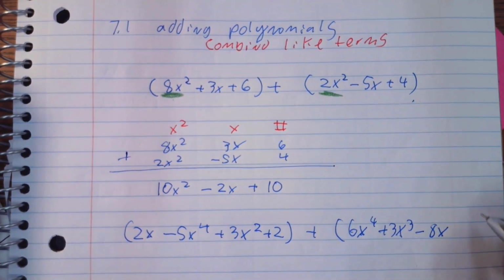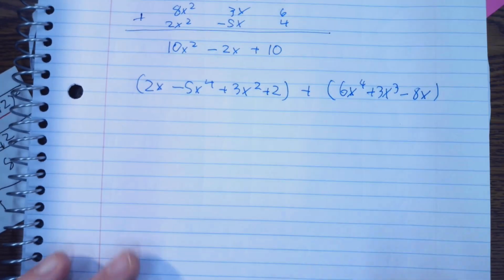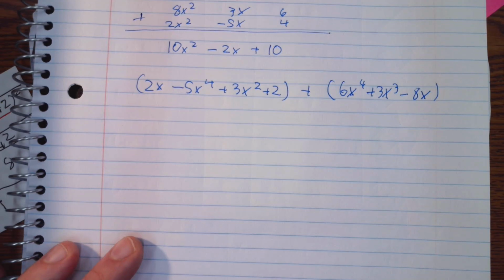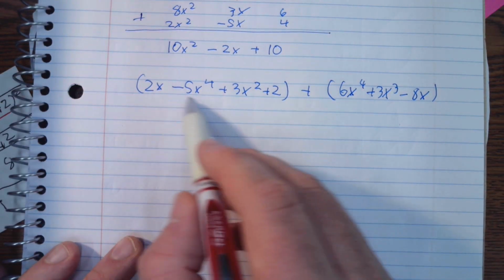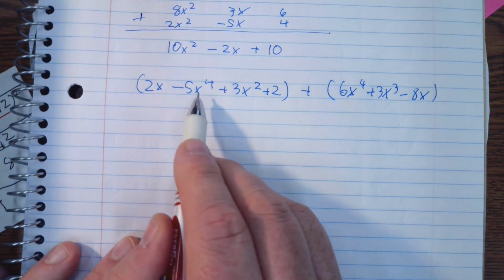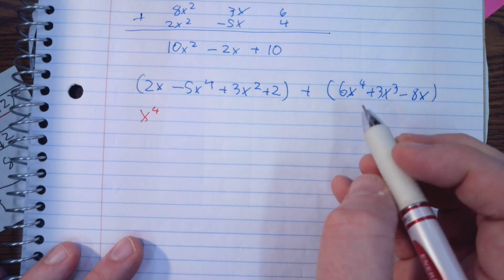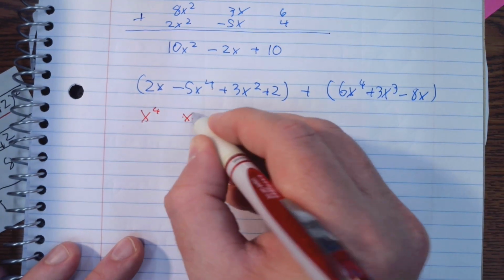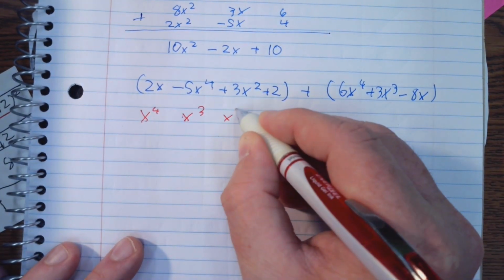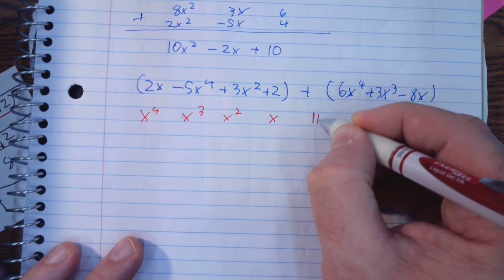Okay. So this one is kind of a mess. It's not written in a good order, and so I'm going to just organize it. I'm going to organize it, and I'm going to start here. That's the biggest exponent I see. So I'm going to have the x fourth category, x third category, x to the second category, x to the first category, and numbers.